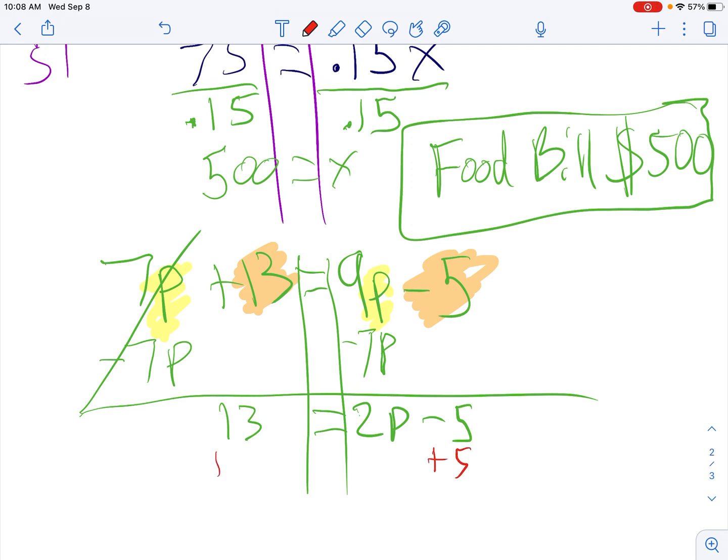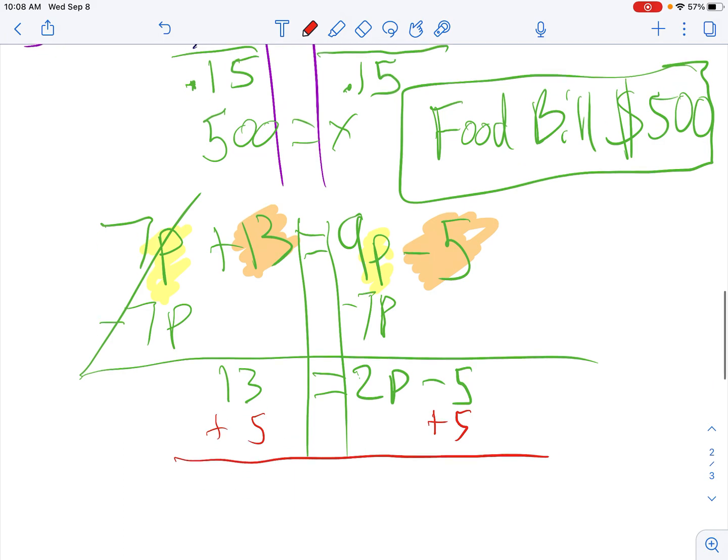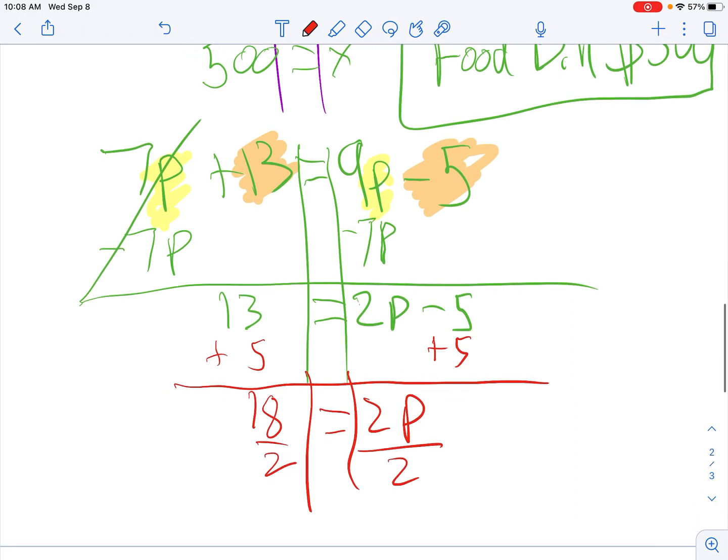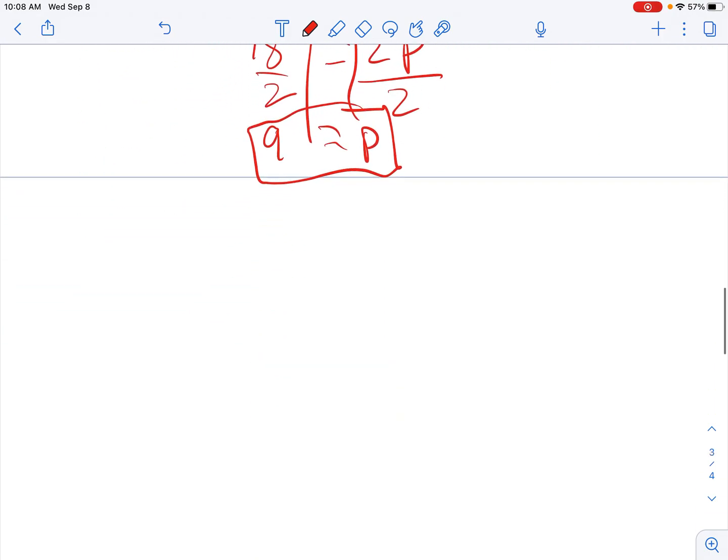And again, I got to get p by itself. That's my overall goal. So if I got to get p by itself, well, I better get rid of this subtract 5. And the only way to get rid of subtract 5 is to add 5. 18 equals 2p, divide by 2, divide by 2, and I get 9 equals p. Again, you could check your work if you were unsure. Plugging in, every time you saw a p, you would plug in a 9.